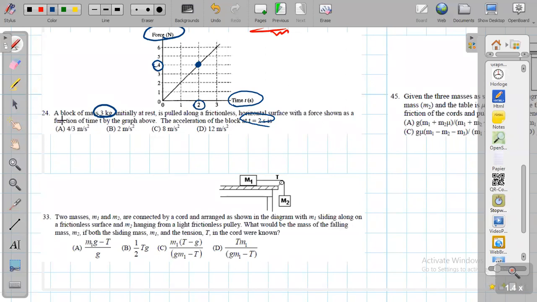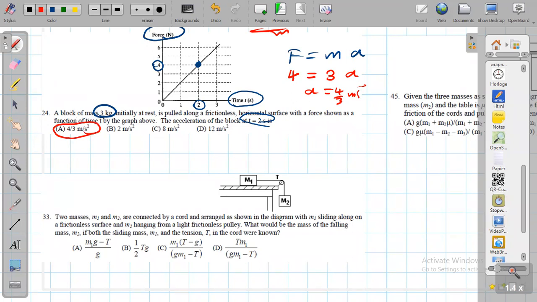It's a varying force. F equals ma. So acceleration is not a constant one. What is the force? It is 4. Mass is 3. Acceleration is a. So 4 over 3 meters per second squared. Answer is A here. Okay.